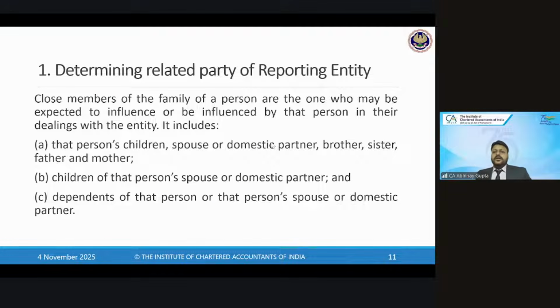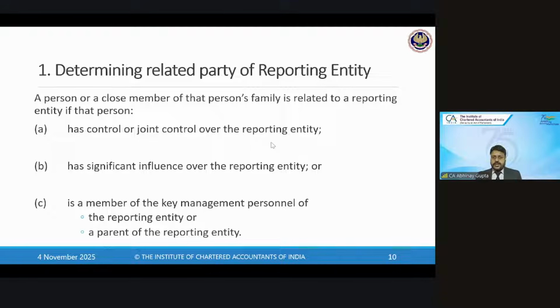Okay. Now we will identify the related parties. A related party is a person or a close member of that person's family who has control or joint control over the reporting entity, has significant influence over the reporting entity, or is the KMP of the entity or the KMP of the parent. This we have already discussed.